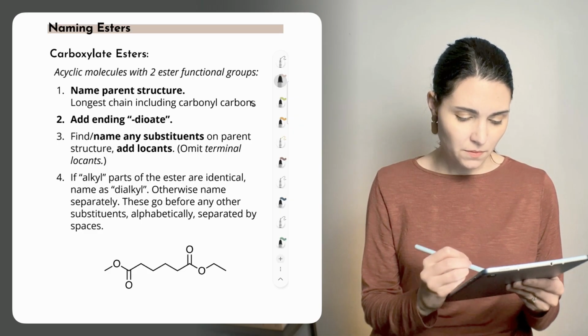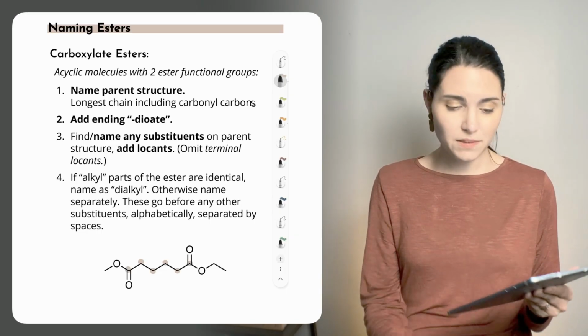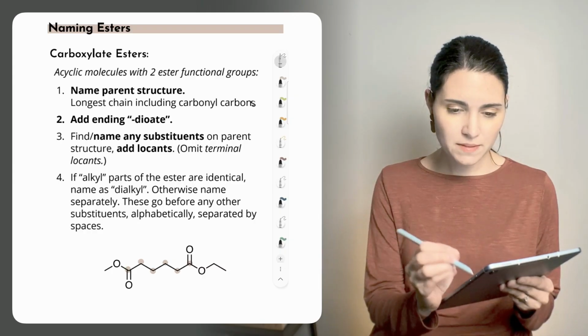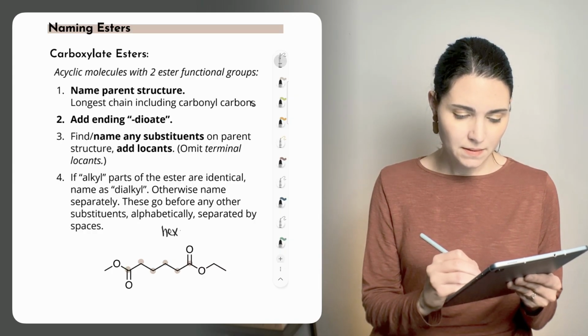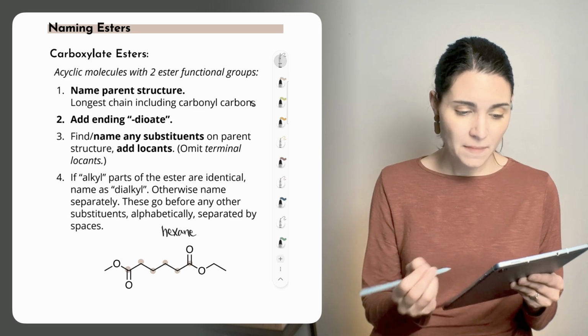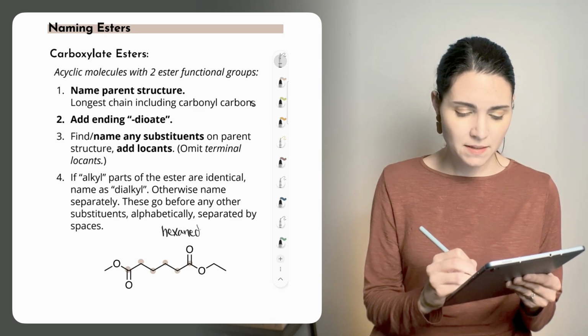And so look what we've got here. 1, 2, 3, 4, 5, 6, including both of those carbonyl carbons. So this would be a hexane. And then the ending is dioate. We don't have to drop the E. Hexane dioate.